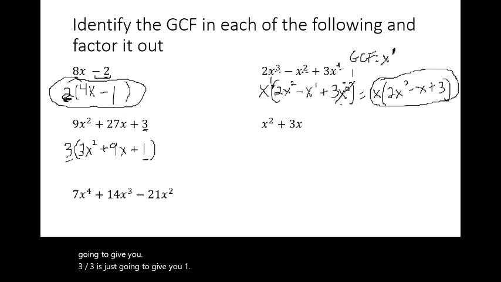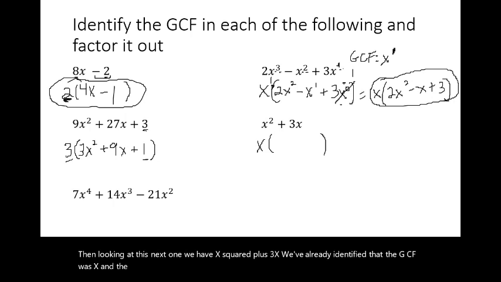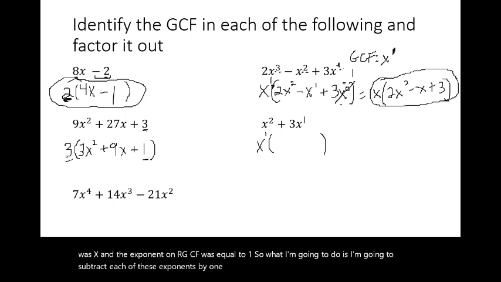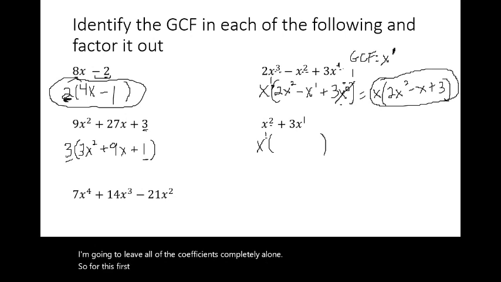Then looking at this next one, we have x squared plus 3x. We've already identified that the GCF was x, and the exponent on our GCF was equal to 1. So what I'm going to do is subtract each of these exponents by 1. And since I am not factoring out any numeric values, I'm going to leave all of the coefficients completely alone. So for this first term, I'm going to subtract this exponent by 1, which gives me x to the power 1.